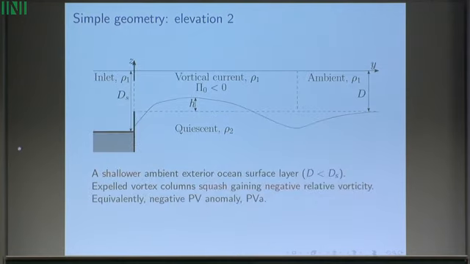The opposite case is if the inlet happens to be deeper than the ambient, then we can get a squashing of the fluid elements. That gives us negative relative vorticity. They now spin slower. And so our opposite case is that the outflow fluid has negative vorticity.